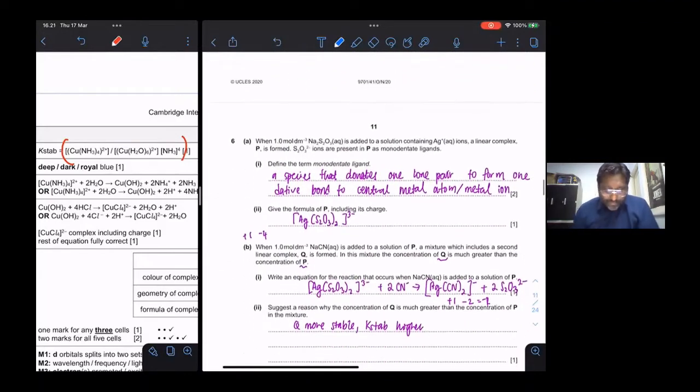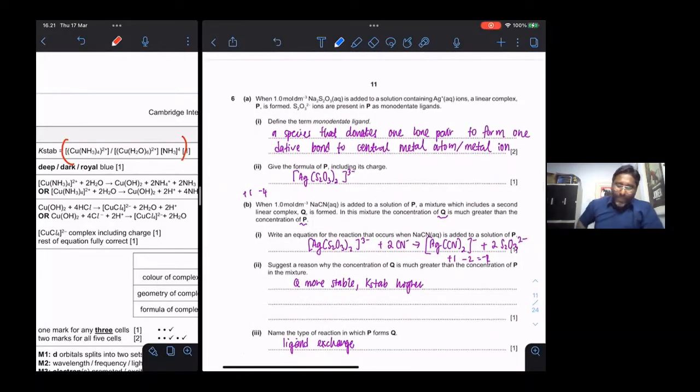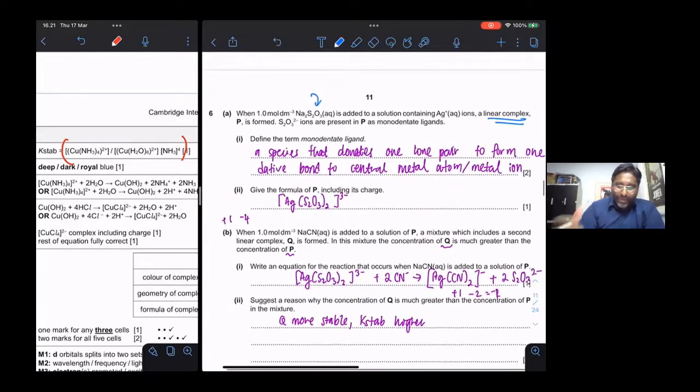So let's actually move on further. Okay, question number 6. When you have 1 mole per dm cube of this added into a solution containing Ag+, a linear complex is being formed. They already mentioned you are going to form a linear complex.